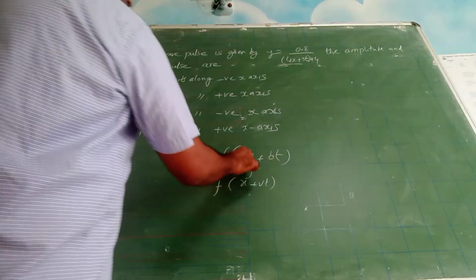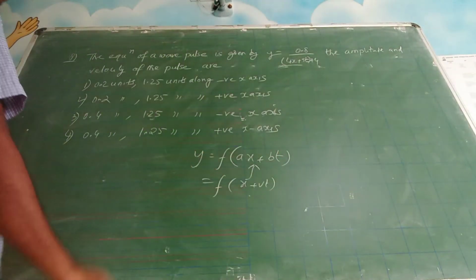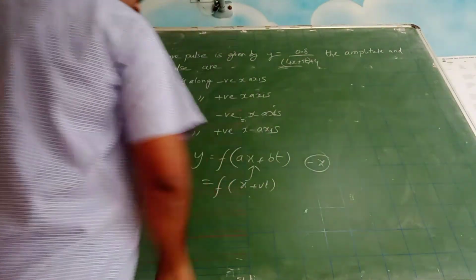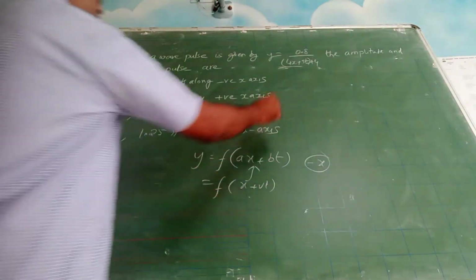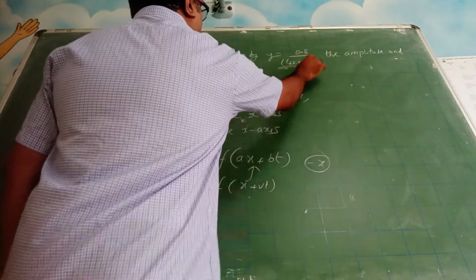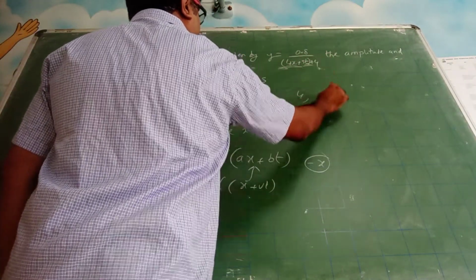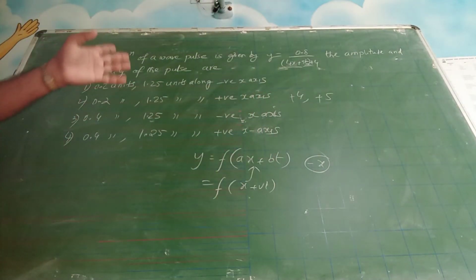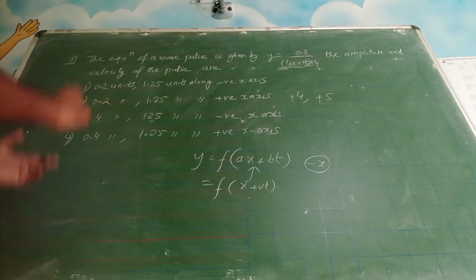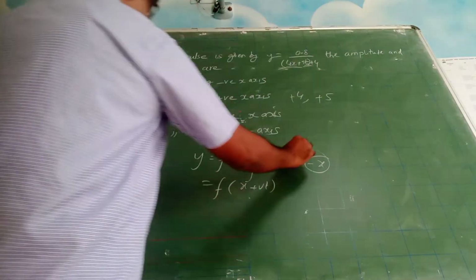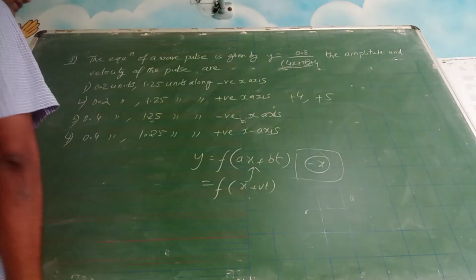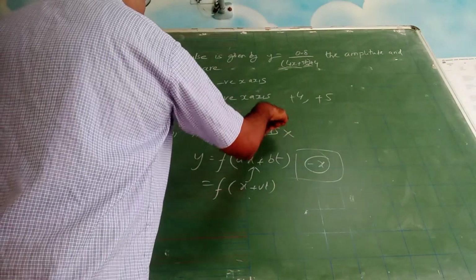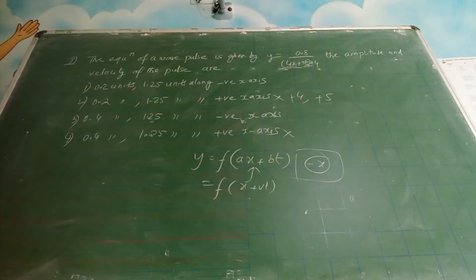Now here, the coefficient of x and coefficient of t, if both are same sign, then the wave is in minus x direction. Now look at this equation. The coefficient of x is 4, the coefficient of t is 5. Both are positive. Suppose it was minus 4 minus 5, then also the direction will be this. It will be towards minus x axis. So positive x axis, you can straight away ignore.